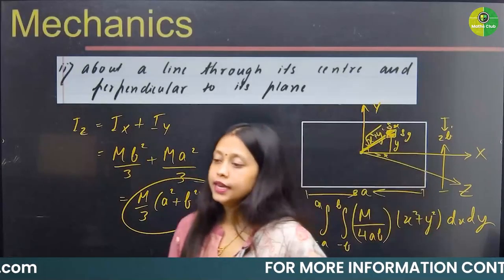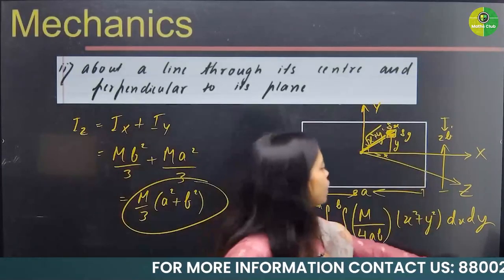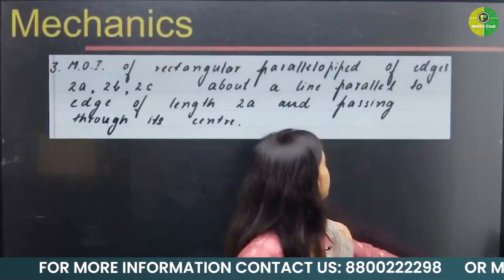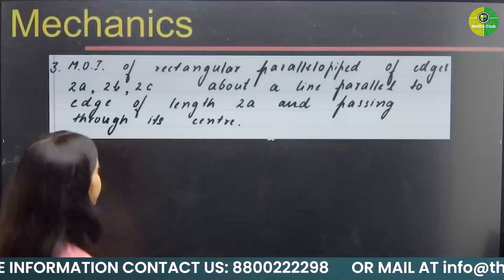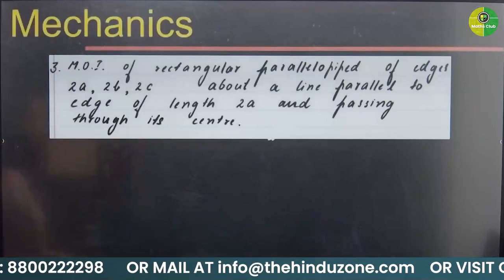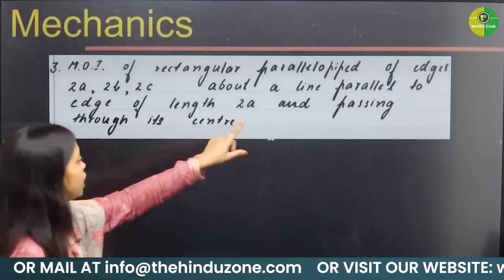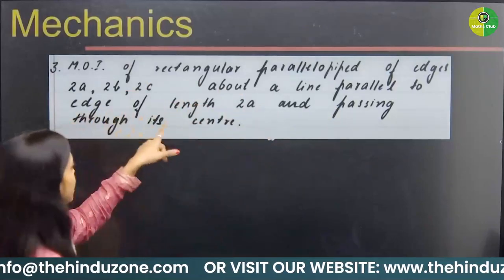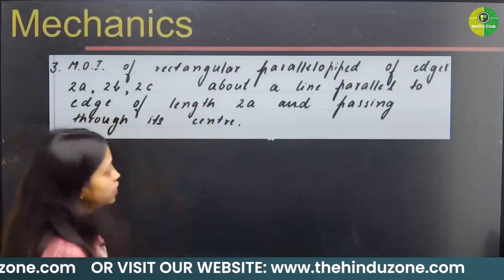Okay. Next we have the moment of inertia of a rectangular parallelepiped of edges 2a, 2b and 2c about a line. Now see this carefully. About a line which is parallel to the edge of length 2a and passing through its center.